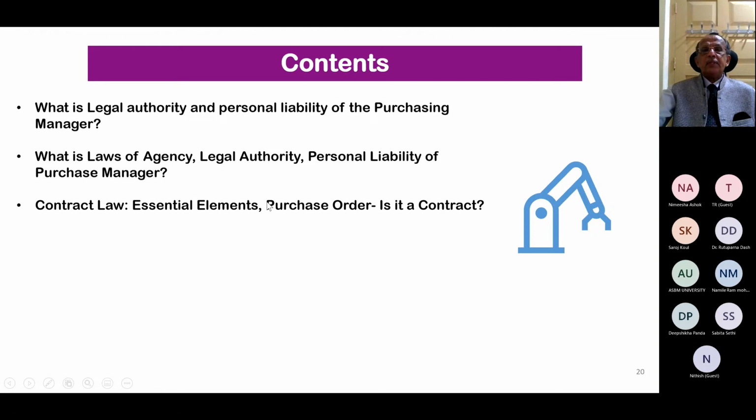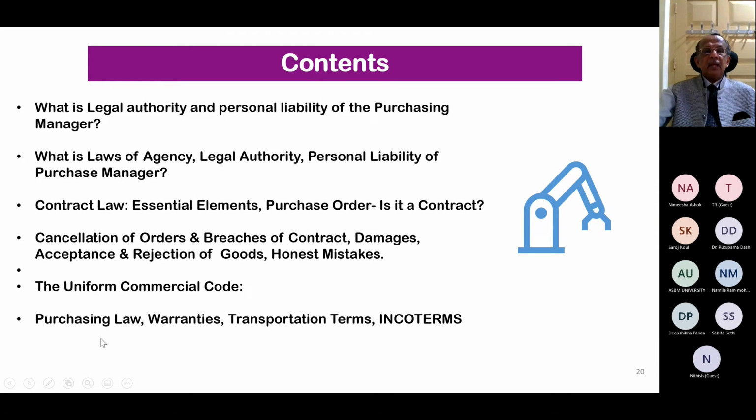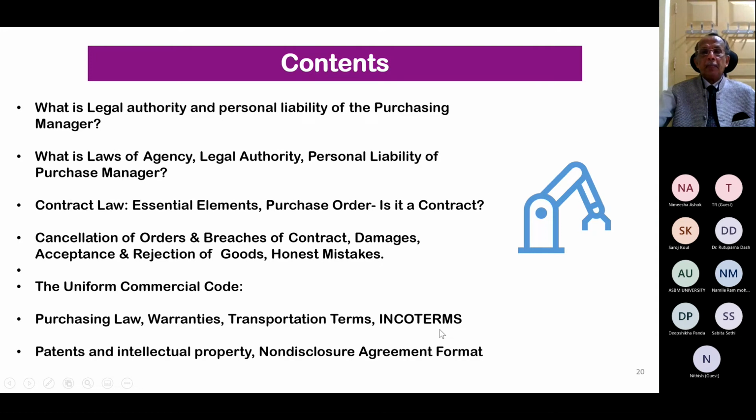This is a question which I was asking yesterday. Is a purchase order a contract? Then cancellation of orders, breaches of contract, damages, acceptance and rejection of goods, or honest mistakes. Then Uniform Commercial Code. Yes, it's an interesting one. We will see that very soon. Then purchasing law, warranties, transport terms, Incoterms. Then patents, intellectual property, non-disclosure agreement.